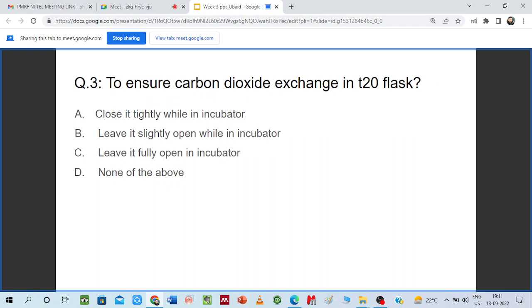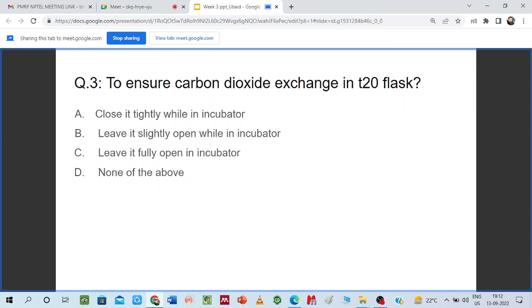Third question: to ensure carbon dioxide exchange in the T25 flask, which of these things are done? Close it tightly while in incubator. Leave it slightly open while in incubator. Leave it fully open in incubator. None of the above. Yes, fewer of you are answering correctly. Leave it slightly open while in incubator.